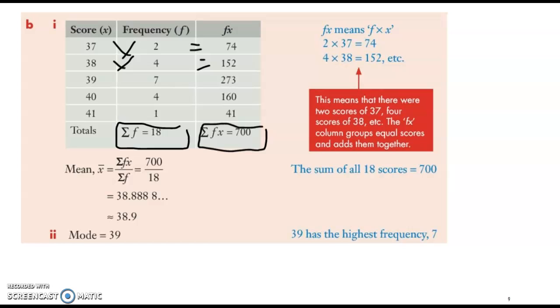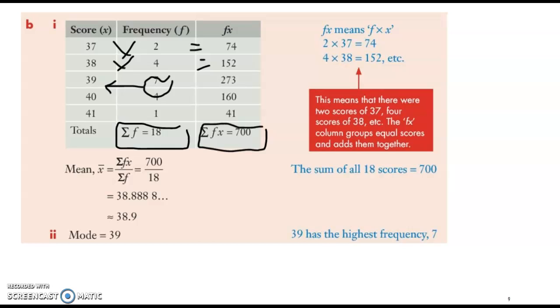Now the mode is the most frequent or most popular score. So we look down the frequency column for the highest number, not including the total, and you'll see that's number 7 there. Go across to the score column, and that will give you the mode. So the mode is 39.